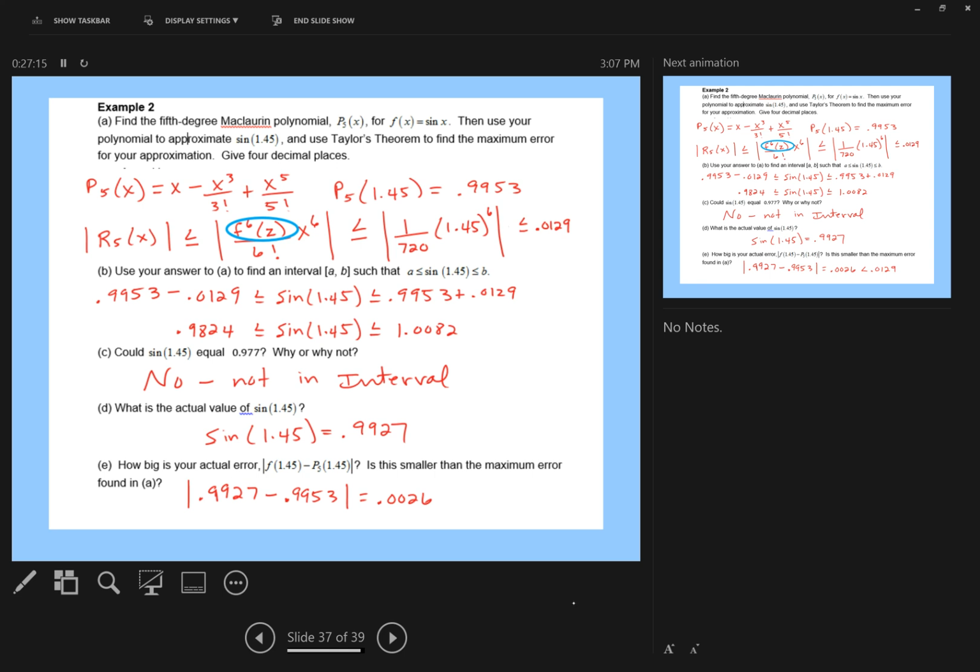So was my error approximation up there accurate? Was the real error actually less than or equal to 0.0129? Is that less than 0.0129? Yes. So this is just showing that my error estimate was accurate in that it had to be less than that number. Okay?